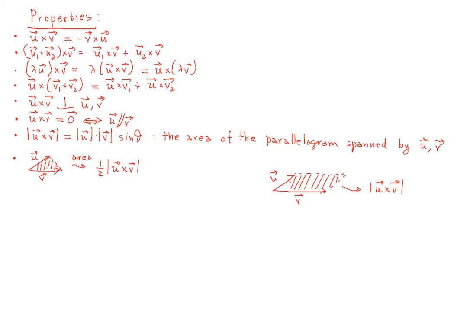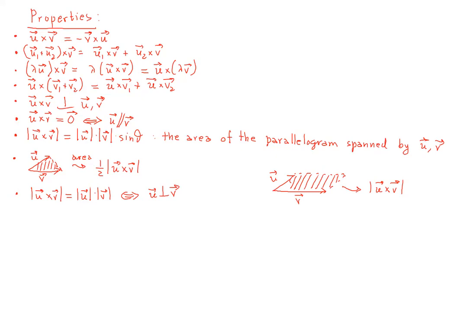Then finally, we can argue that the magnitude of the cross product of two vectors is equal to the product of the magnitudes if and only if the two vectors are orthogonal to each other. This is the case where everything works out perfectly, because the sine of pi over 2 is equal to 1.